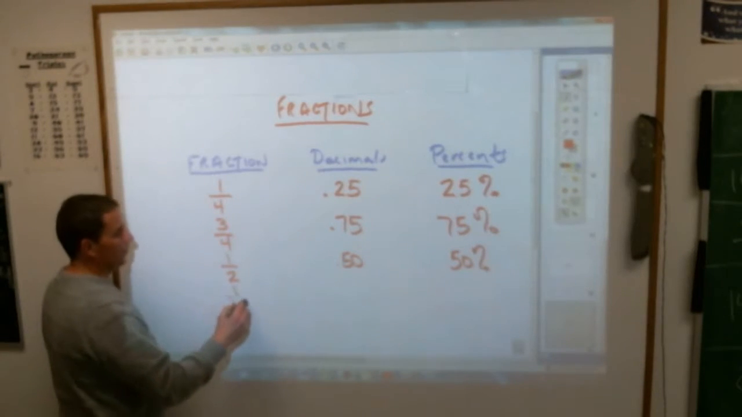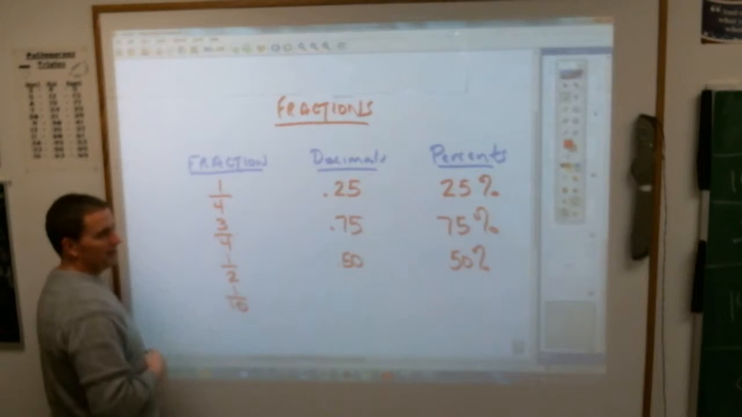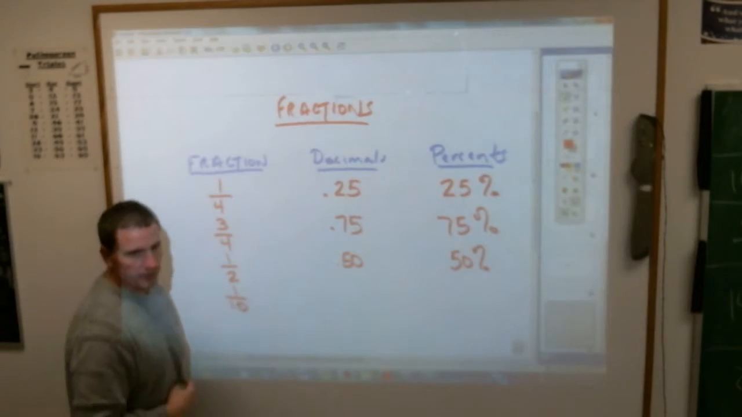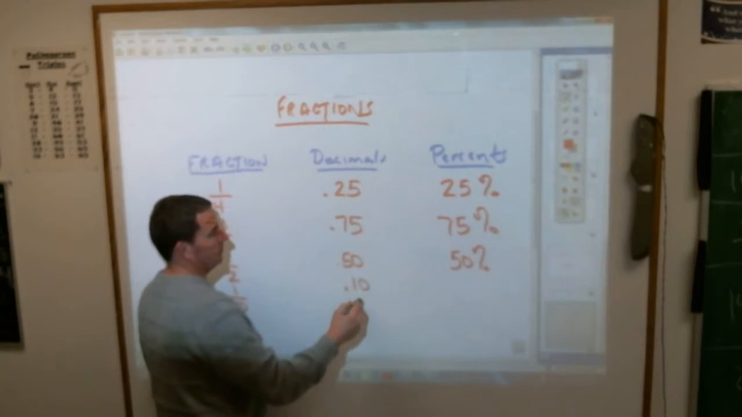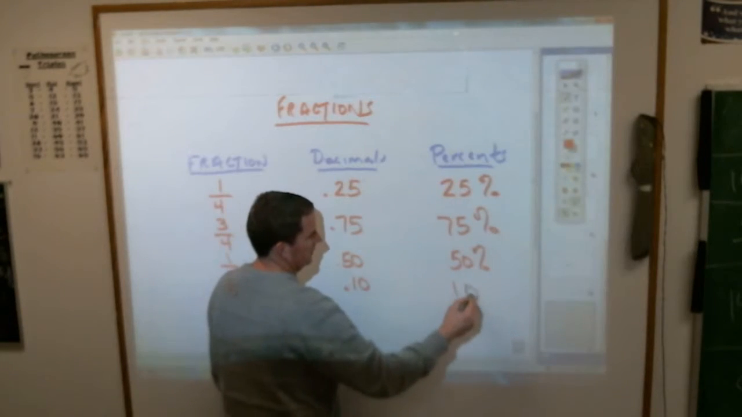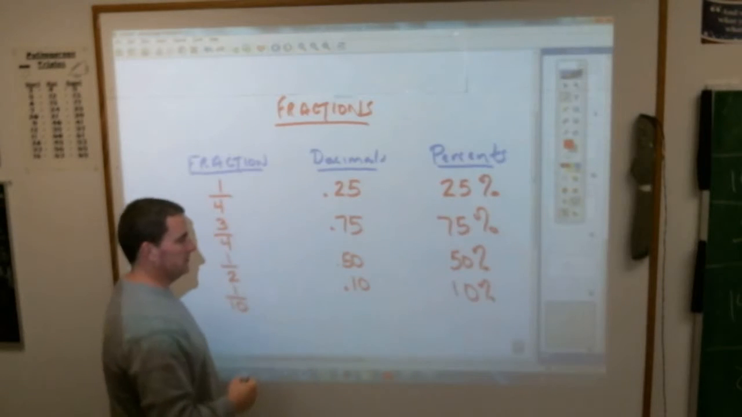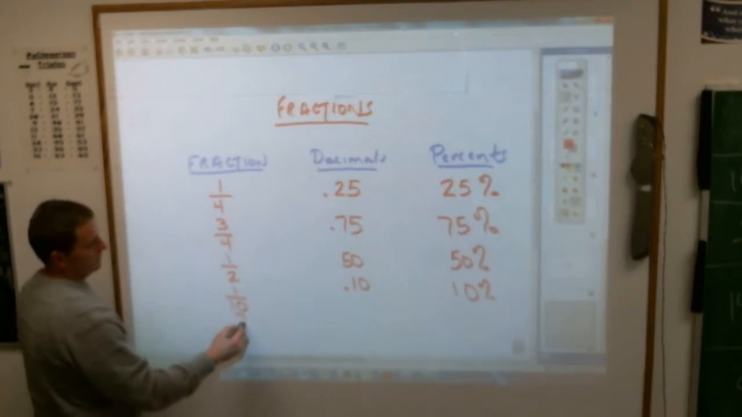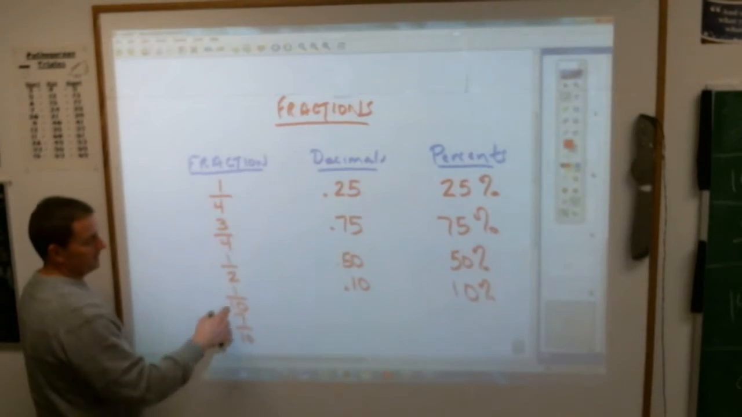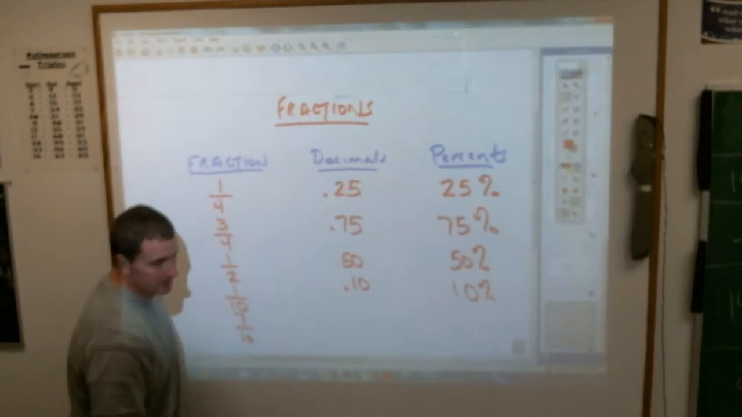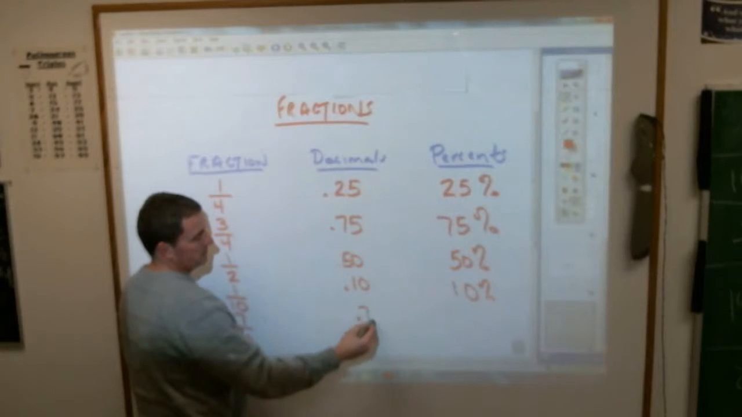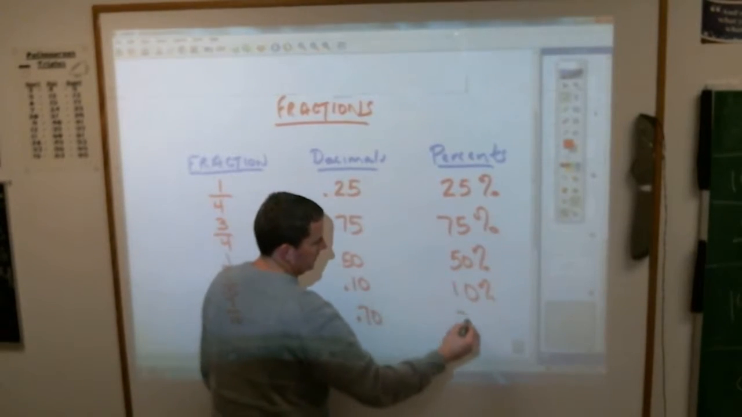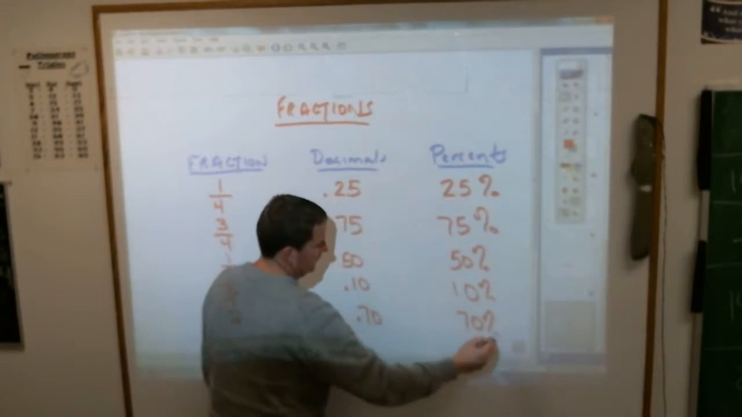Now, some of the ones that are a little more obscure, ones that maybe you don't think about quite as often, are 1/10. If you have a tenth of a dollar, we have a little coin called a dime. What decimal is that? 0.10. 0.10, and it's 10%. And with that, you should be able to tell like 7/10, because 7/10 is just 7 times 1/10. So the decimal for 7/10 would be 0.70, like 70 cents, and the percent is 70%.